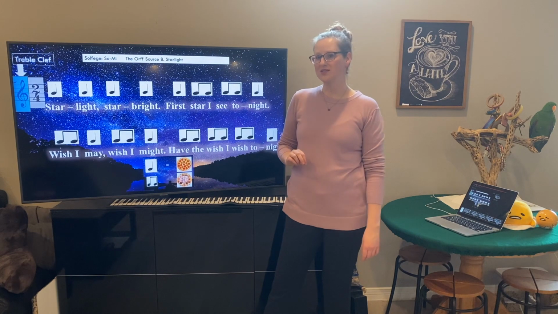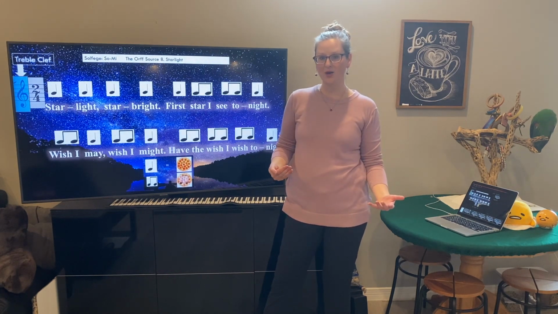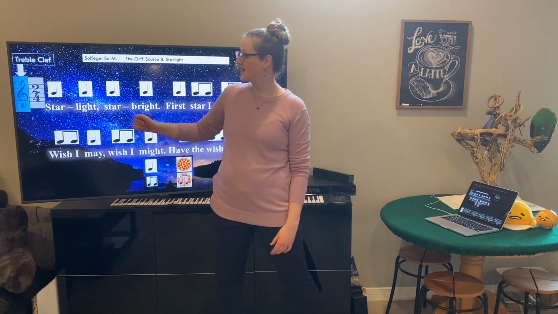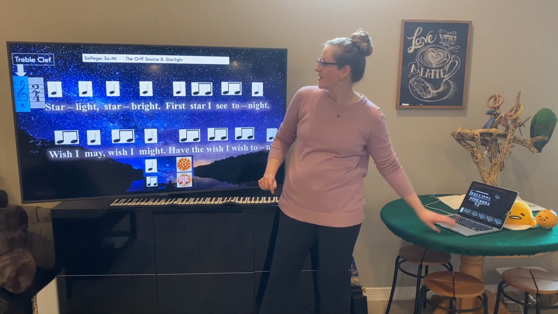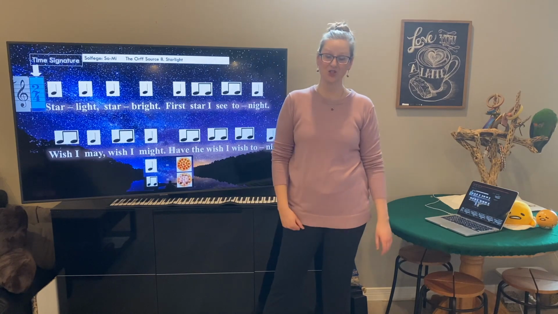The second most important thing that we have to look at when we look at music is right next to it. It's called the time signature.